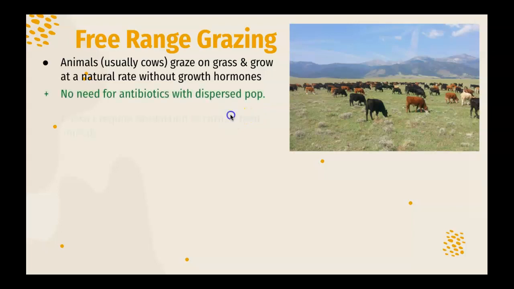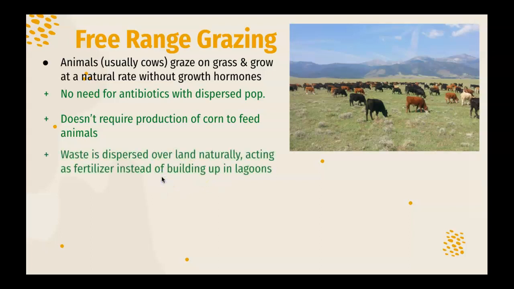So like I said, there's no need for antibiotics. It doesn't require corn. So typically if we're using a feedlot, we then have to grow corn to feed the cows. And so we're needing land to grow the corn and then feed the cows. Whereas here, they're grazing on the grass that is growing naturally in the fields. And then waste is not concentrated in these free-range grazing operations because the cattle roam around and deposit their waste, and it's acting like fertilizer instead of being concentrated and then building up in these manure lagoons.